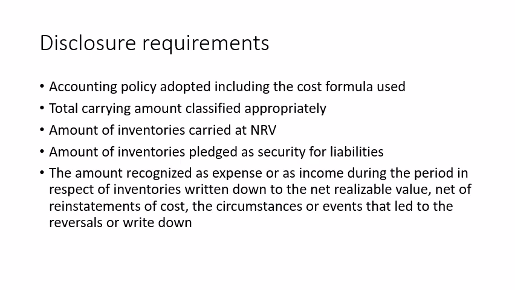We are saying one of the disclosure requirements is accounting policy adopted, including the cost formula used. Then the total carrying amount classified appropriately, the amount of inventories carried at NRV, that is net realizable value, the amount of inventories pledged as security for liabilities, and lastly, the amount recognized as an expense or as income during the period in respect of inventories written down to the net realizable value, net of restatement of cost, and the circumstances or events that led to the reversals or the write-downs.